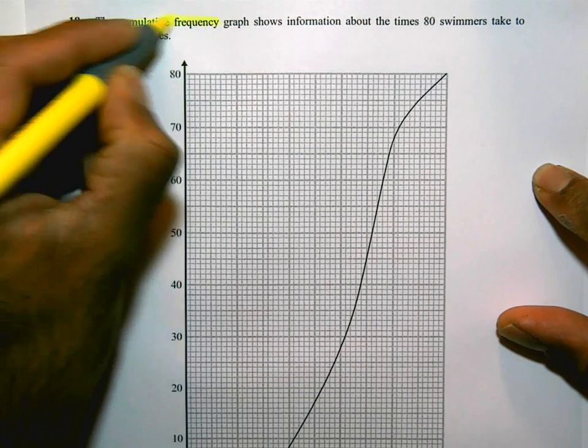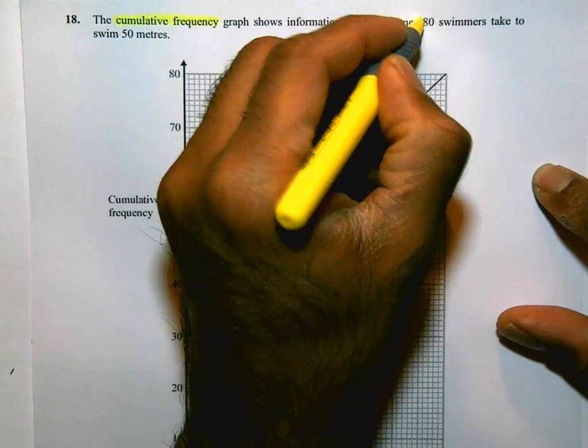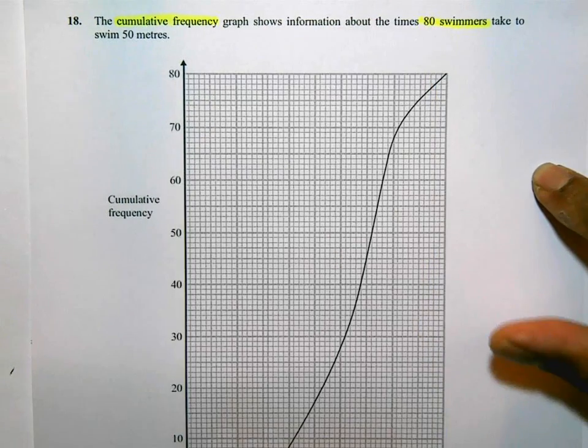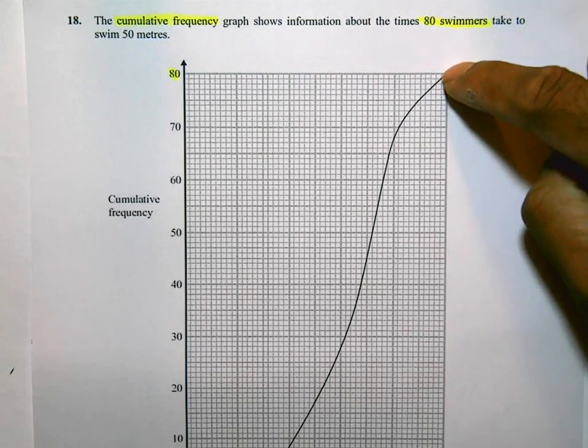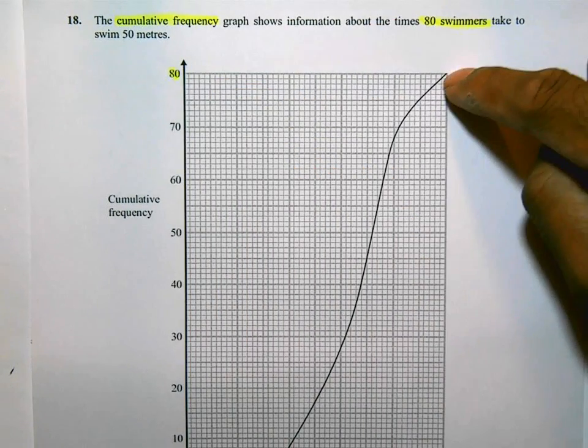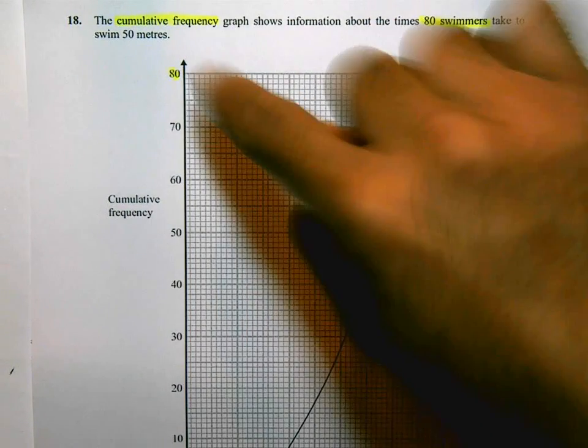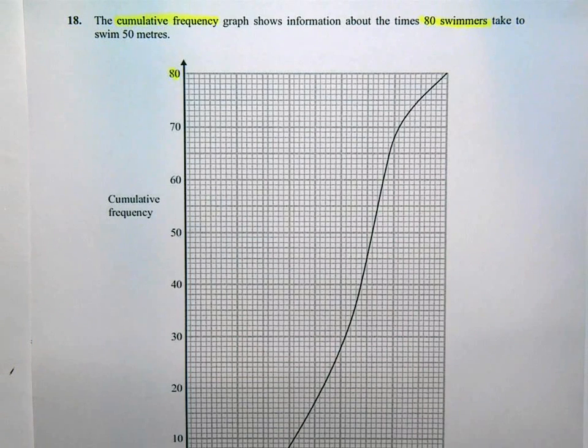So it's a cumulative frequency graph. I could tell that, but that's important. And the number of swimmers is important, but I could actually see that on the graph as well. It goes all the way up to 80, not the highest point there, but there it goes up to 80. So there are 80 swimmers. I could tell that from the graph.